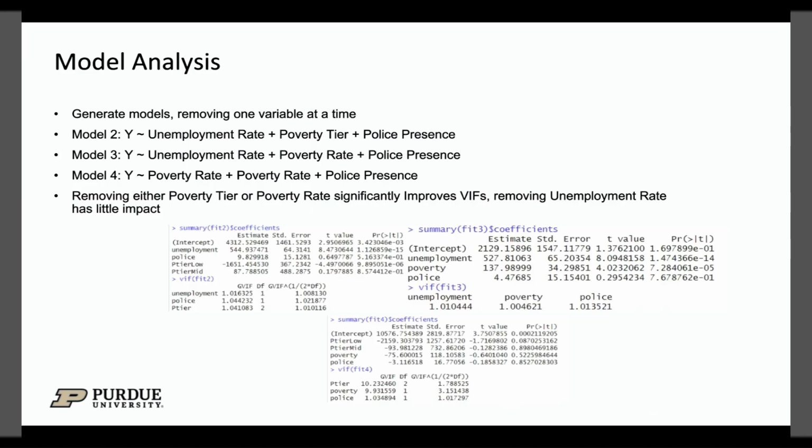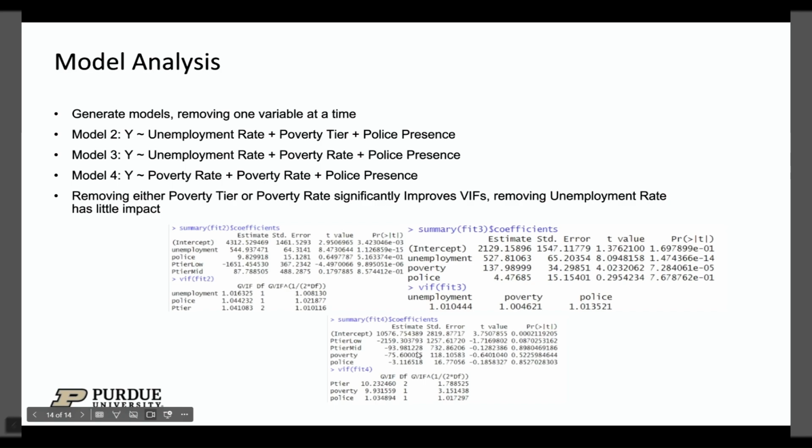And then looking at models of each of those, where I just took out one of the three variables each time, as you can see, removing either poverty tier or poverty rate made the models a lot better. You can see the coefficients are more realistic, whereas before the coefficients for the poverty tiers and poverty were negative. Removing one of the variables kind of fixes that. And the VIFs are a lot nicer. Whereas taking unemployment out didn't really have any kind of positive effect.